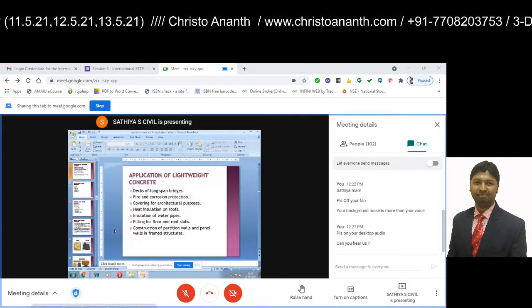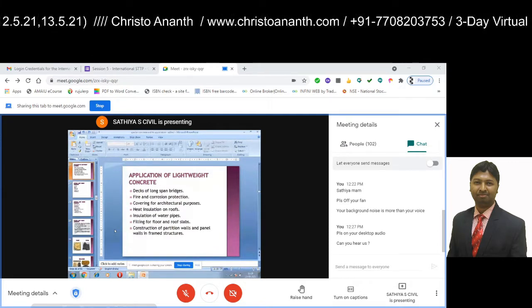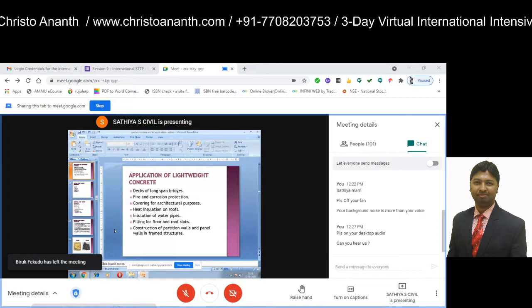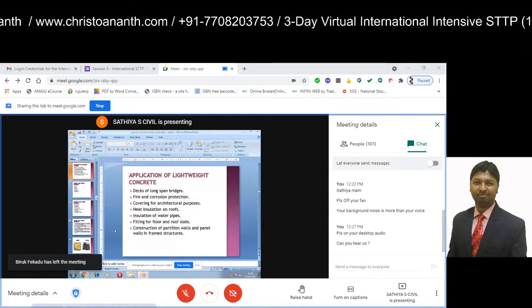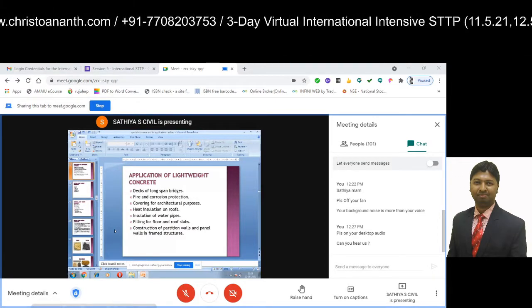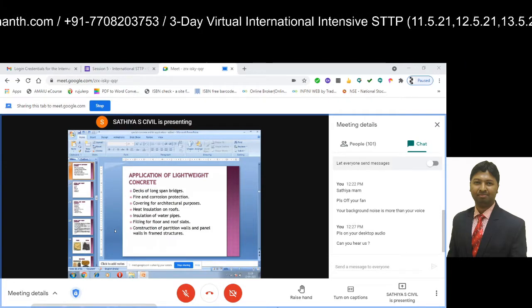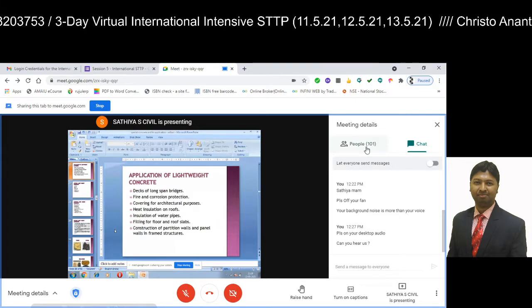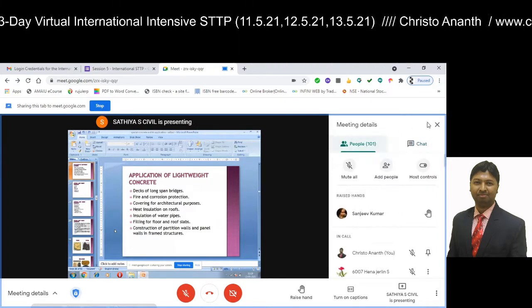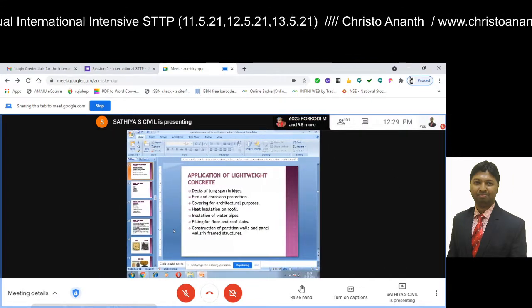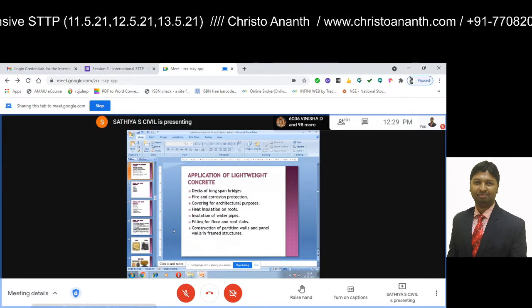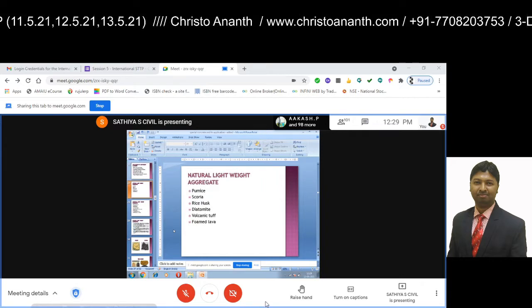So we can use this lightweight concrete for the construction of panel walls in framed structures, and these panel walls do not carry any load because it is a dummy wall. The load transference is through the slab, from the slab to the beam, from the beam to the column, and from the column to the column footing. Hence it is a dummy wall and it can be used for construction of panel walls in framed structures.